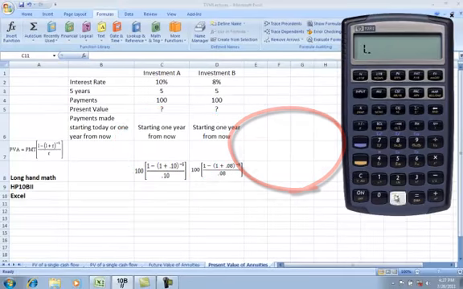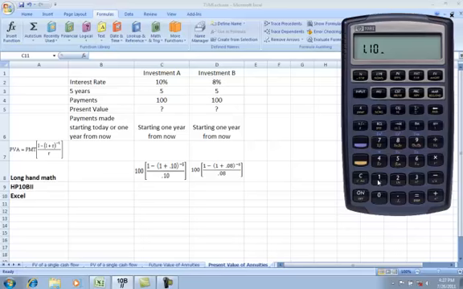I'm going to start working my way inside. 1 plus 10% is 1.10. I'm going to go ahead and raise that for 5 years, make that a negative, equals, I get .6209. If I subtract that from 1, I get 0.3791. I'm going to divide that by the 10% once more, and there's the factor, and I'm going to multiply that by 100, and I get $379.10.